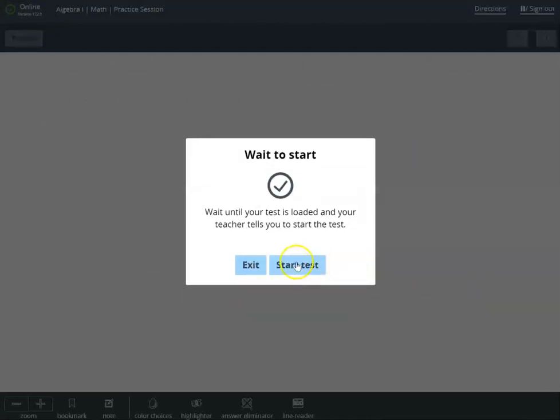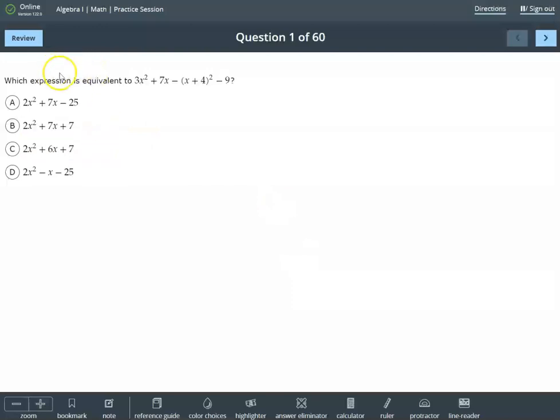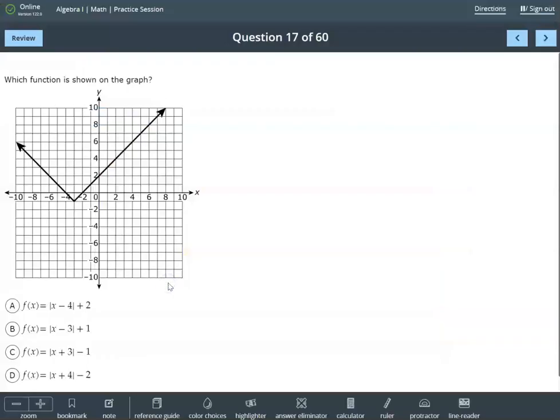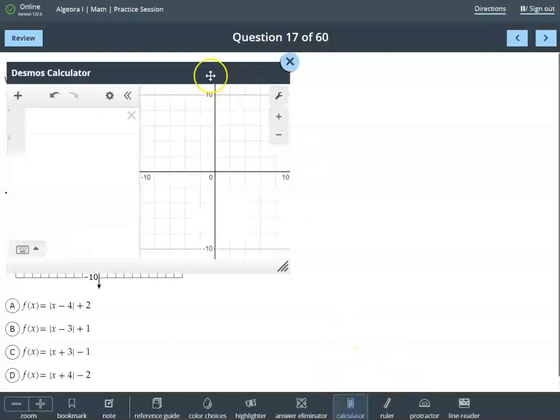Click on Start Test. The first test item we're going to look at is item number 17. Click on Review, click on 17, and it will take you directly to the item. This is your typical graphing question, so this is exactly what the graphing calculator is here for. Go ahead and click on the button at the bottom that says Calculator.